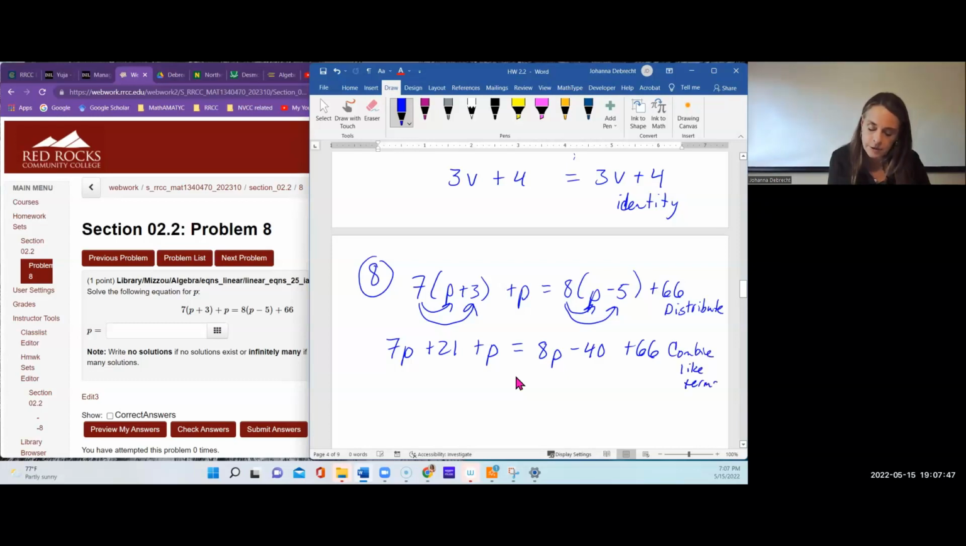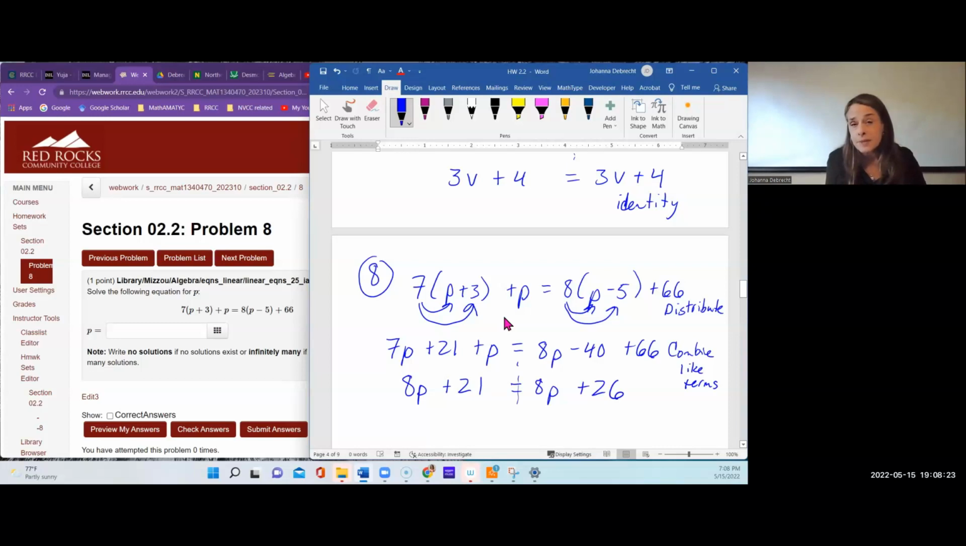Like terms means that they're both p terms, or both number terms. In this case, on the left-hand side, I've got a 7p here and a p here. Combined, that gives me 8p plus a number, which is not a like term, 21. On the right, I only have one p term, so it's going to stay 8p. I do have two numbers, -40 plus 66, which becomes positive 26.